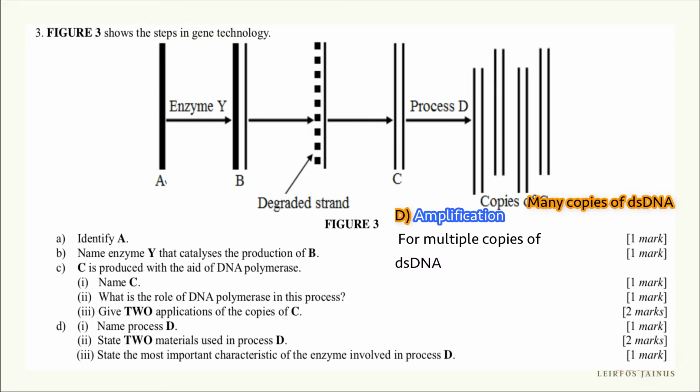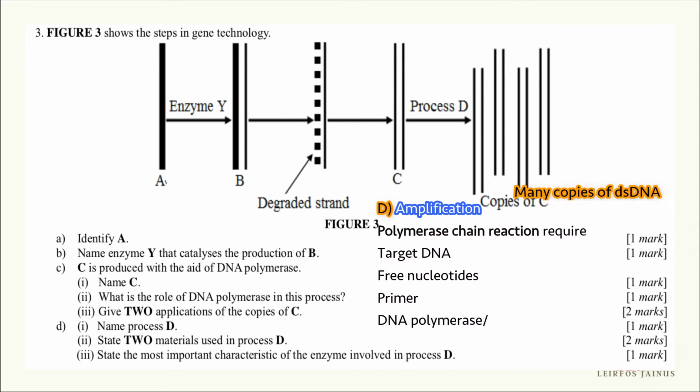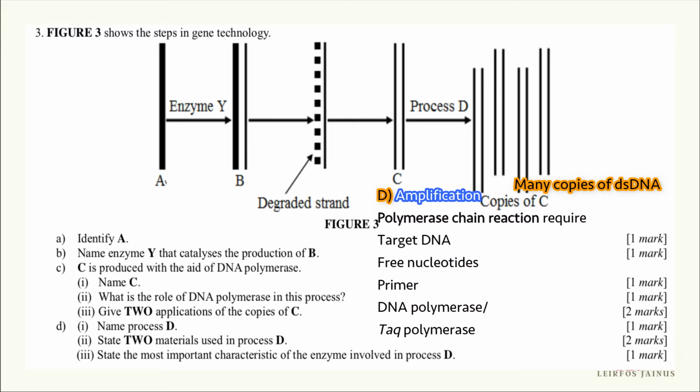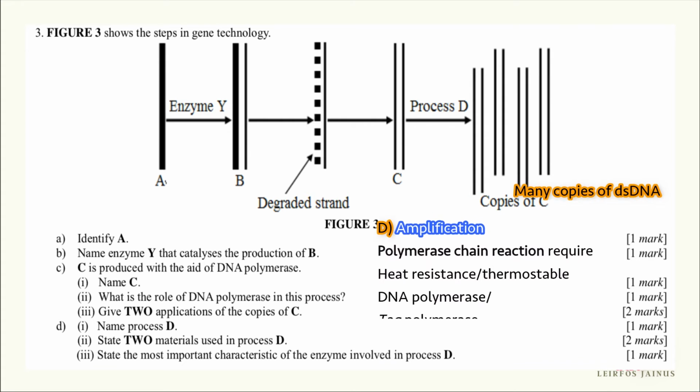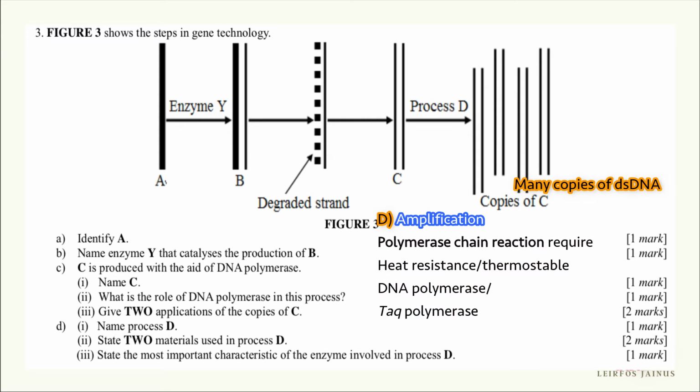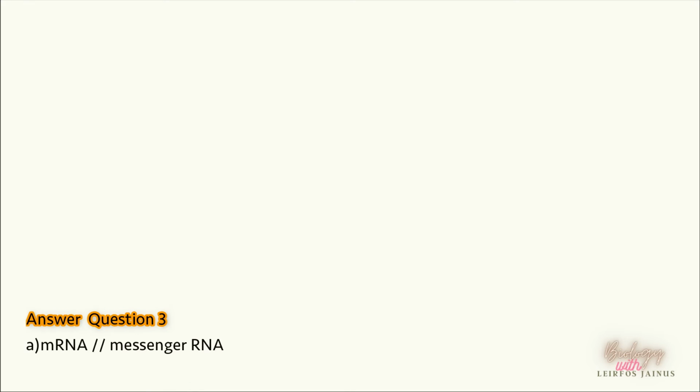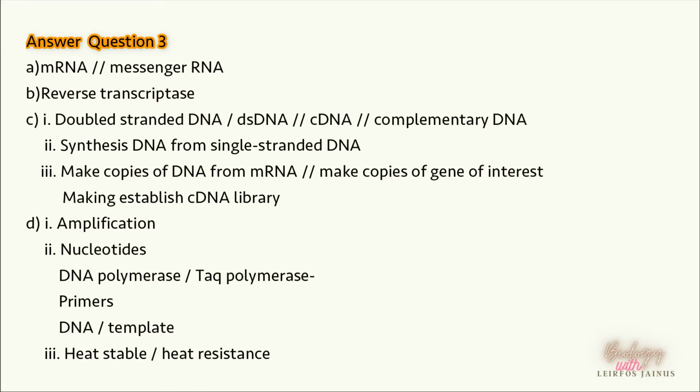Process D is amplification. This process will produce multiple copies of double-stranded DNA through polymerase chain reaction. The polymerase chain reaction requires target DNA from the double-stranded DNA, nucleotides, primer, and Taq polymerase. The characteristic of the Taq polymerase used in polymerase chain reaction is that it must be thermostable or heat-resistant DNA polymerase. Here is the suggested answer for question number 3.